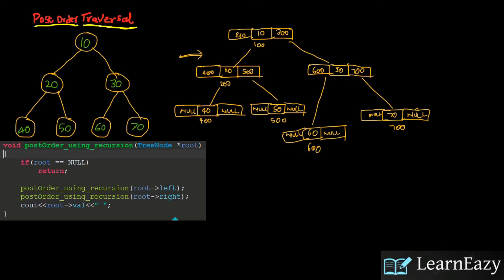Let's see code for post-order traversal of a tree using recursion. Here this is a given tree, and we need to pass a root address to this function, that is nothing but 100. Let's draw the stack trace of this function.